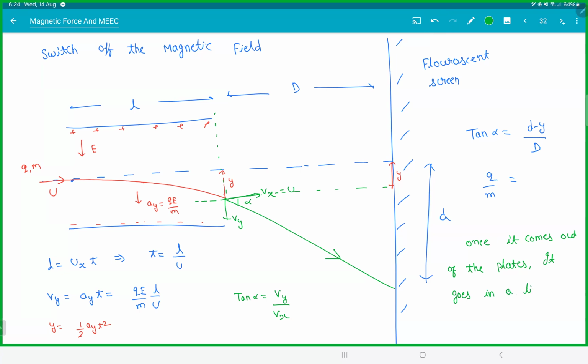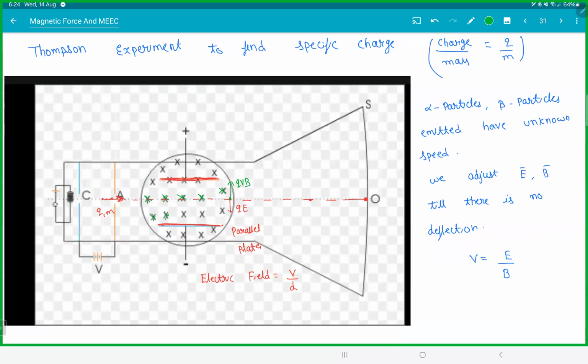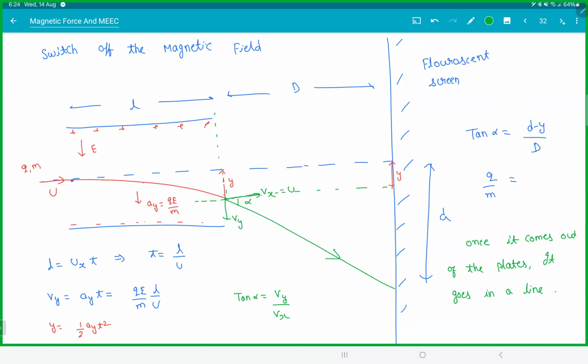There, this is the Thomson experiment. Is the setup clear, everyone? So the first part of the setup is to find the velocity, because what you're getting out of the source, you have no idea. And once you got the velocity, then switch off the magnetic field and then it just becomes like a projectile motion. All clear with this?